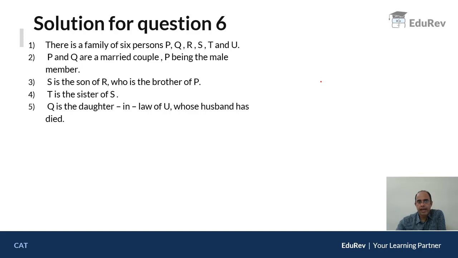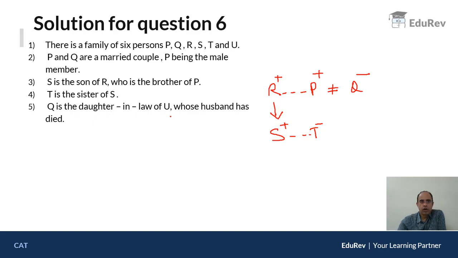Now, P and Q are a married couple. P being the male member, so P is male, therefore Q has to be wife, female. S is the son of R, who is the brother of P. Now P has a brother R, and S is the son of R. He is the son, so male. T is the sister of S.